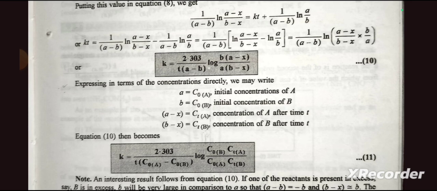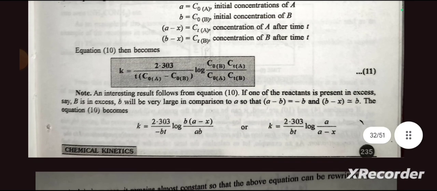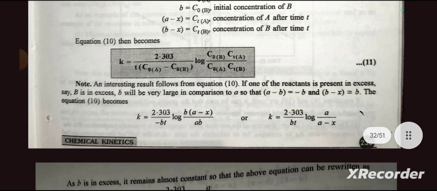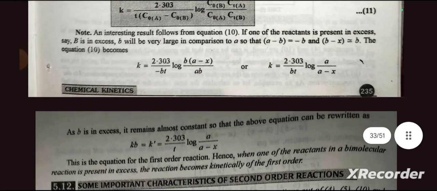Expressing in terms of the concentration directly, we may write a is equal to c naught a, initial concentration of A, b is equal to c naught b, initial concentration of B, a minus x is equal to ct a, concentration of A after time t, b minus x is equal to ctb, concentration of B after time t. Equation 10 then becomes k is equal to 2.303/(t(c naught a minus c naught b)) log[c naught b ct a/(c naught a ct b)].